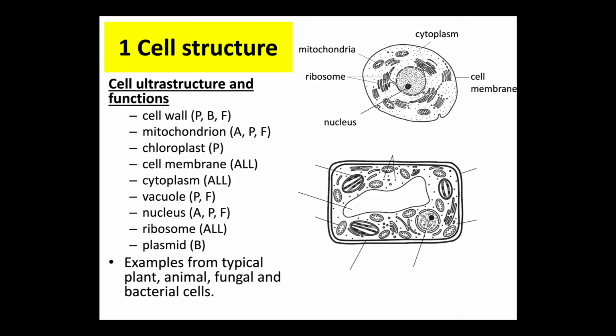Moving on to the plant cell, we have the nucleus, and you can see it looks similar in both diagrams between the plant and the animal cell. Okay, we've got the cytoplasm, again, that empty white space in the diagram there. We've got the cell membrane.